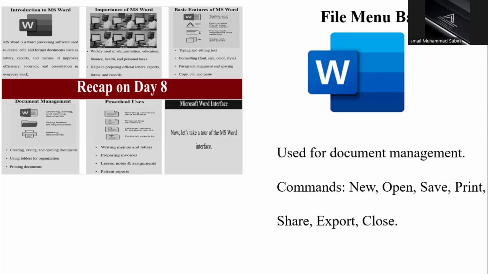Then we have save. Save is used to store your document. If it is a new file, it will ask you for a name and location. If it's already saved before, it will just update your changes. Then we have print. Print opens the print dialog so you can choose a printer, set the number of copies and other print options, and print your document in MS Word.